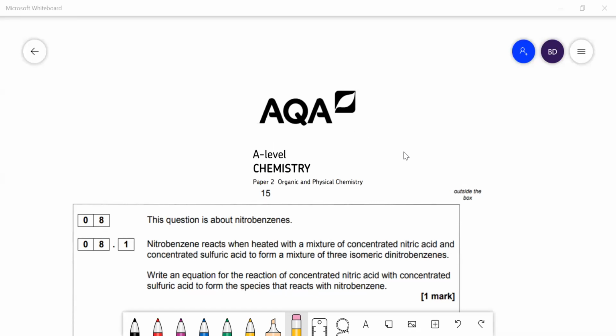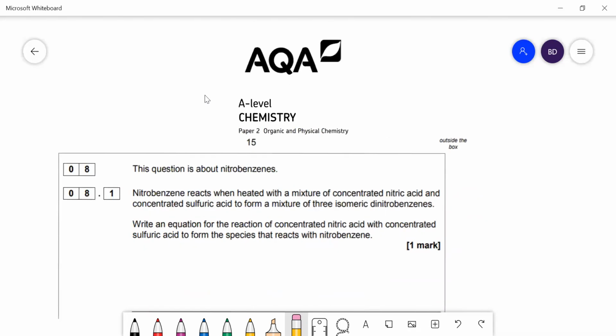Okay, this is the second part of AQA A-level Chemistry Paper 2. This is the June 2017 paper. Okay, so first question about nitrobenzene.